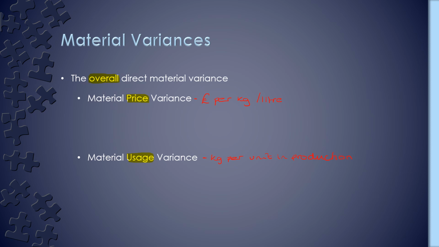And these variances are going to be against your standard costs, which we'll come to when we go through an example shortly. So your material price variance is going to be what you expected to pay and then what you actually paid.